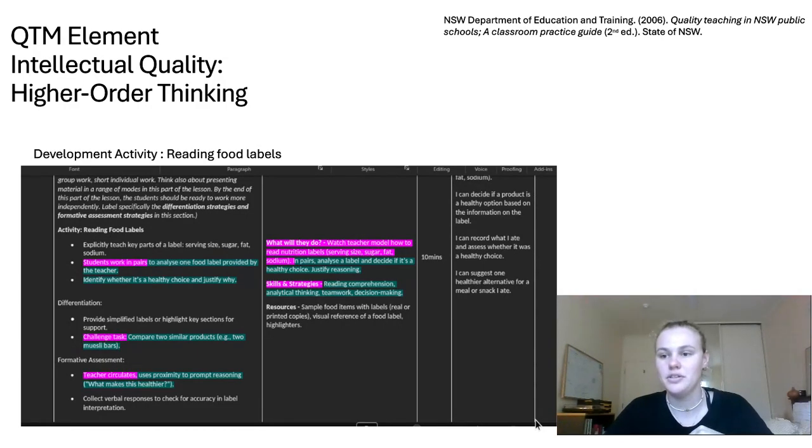So the Quality Teaching Guide New South Wales also indicates that higher order thinking is utilised by students when they construct meaning from information and are able to make judgments based on standards that are given to them.